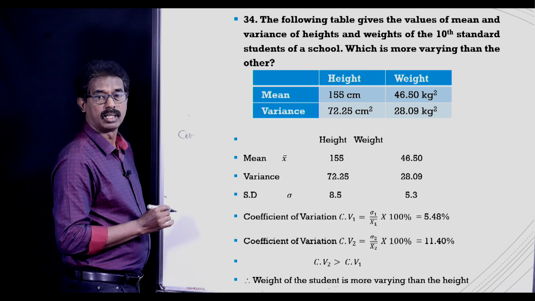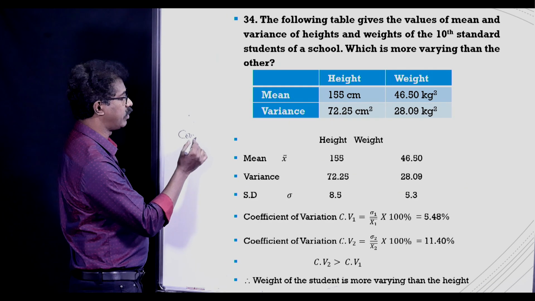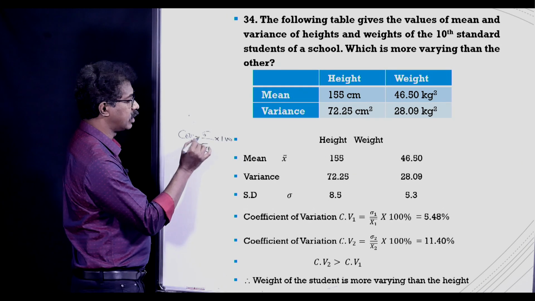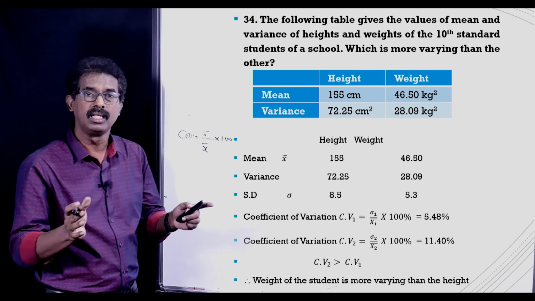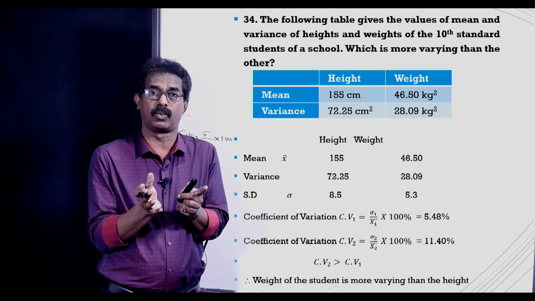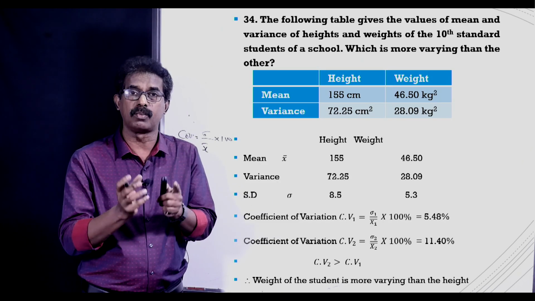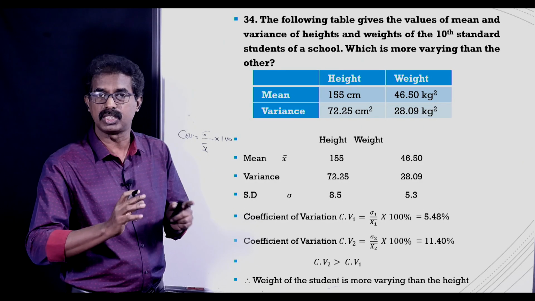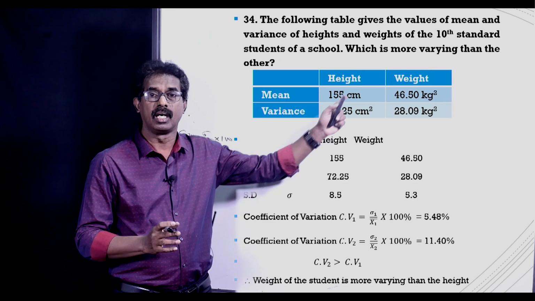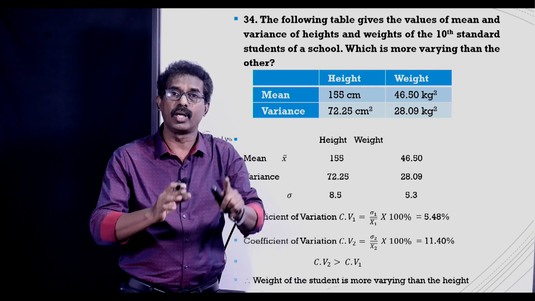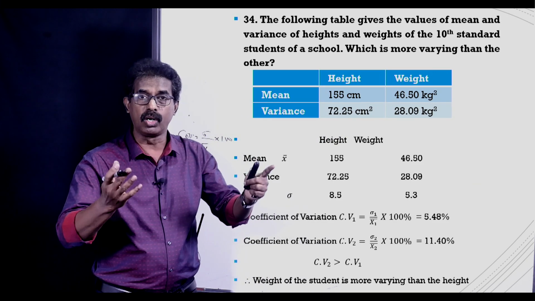Coefficient of variation, you find out. Sigma by x bar into 100. For comparison, so which is more consistent? What do you do? Find the coefficient of variation. Which is less is called more consistent. But here they didn't ask which is more consistent. They asked which is more varying than the other. So find the coefficient of variation, which is more, that is your answer.